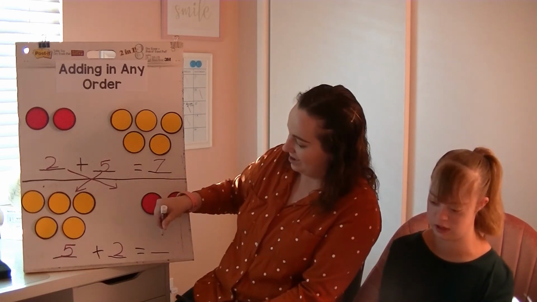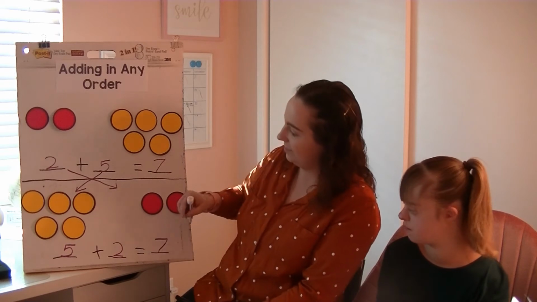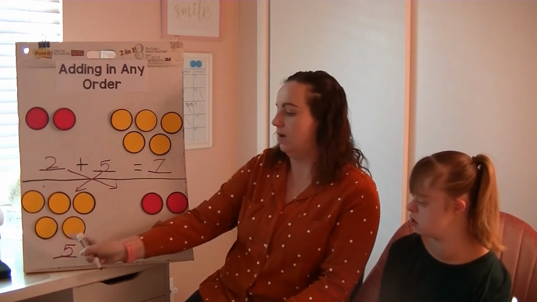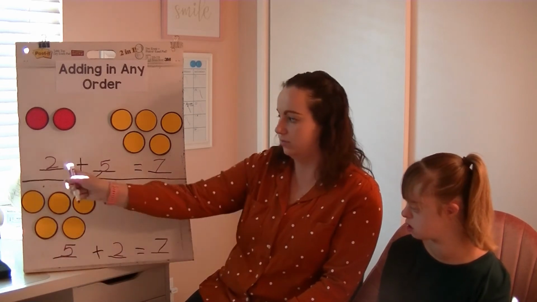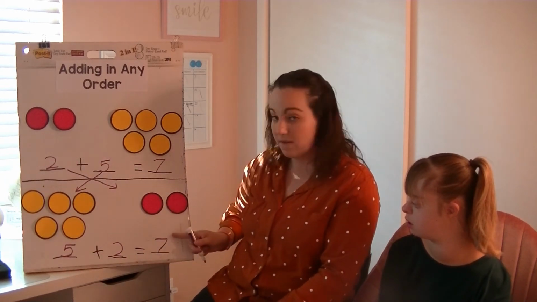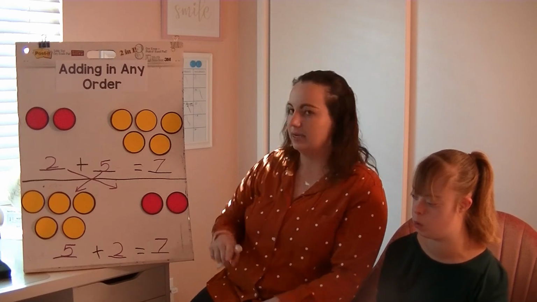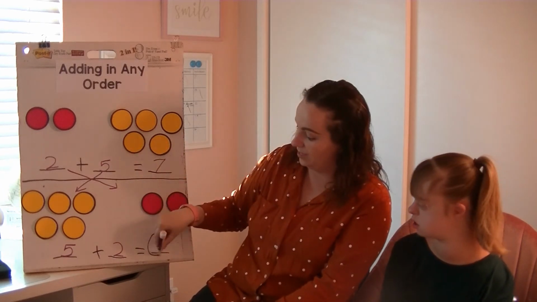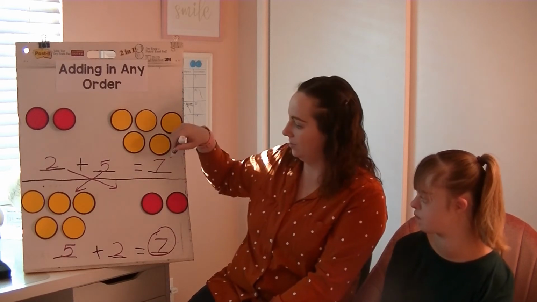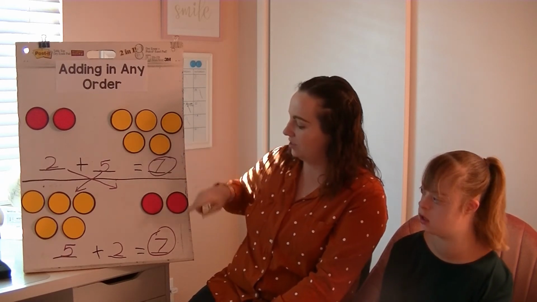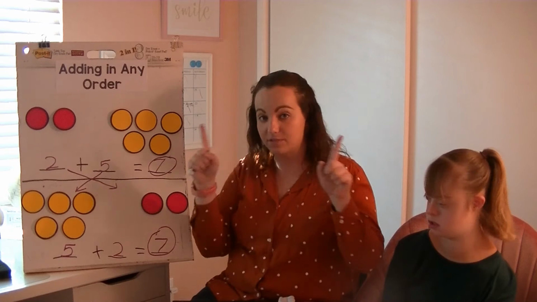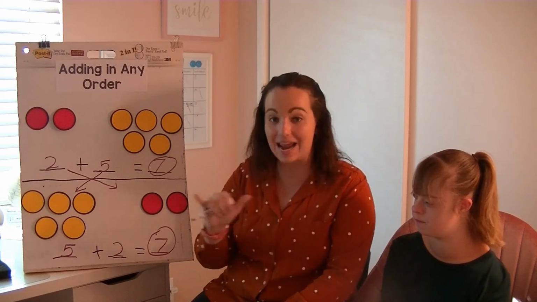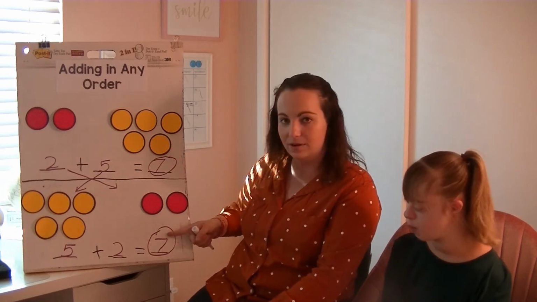Wow. Look. 2 plus 5 equals 7. 5 plus 2, the same numbers, equals 7. So did they get different answers or the same answer? Are 7 and 7 different or the same? They're the same. Yes, 7, 7.